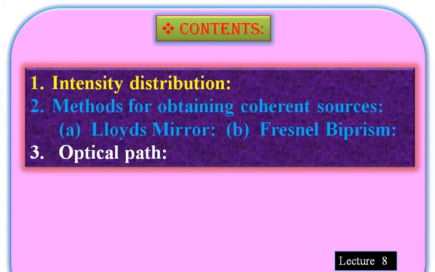In the last lecture, we have seen Young's double slit experiment, that is the geometrical method, conditions for bright and dark bands, and the expression for the bandwidth. In this lecture, we are going to start the next points. They are intensity distribution, methods for obtaining the coherent sources by using Lloyd's mirror and biprism experiment, and the optical path. Let us see the intensity distribution.